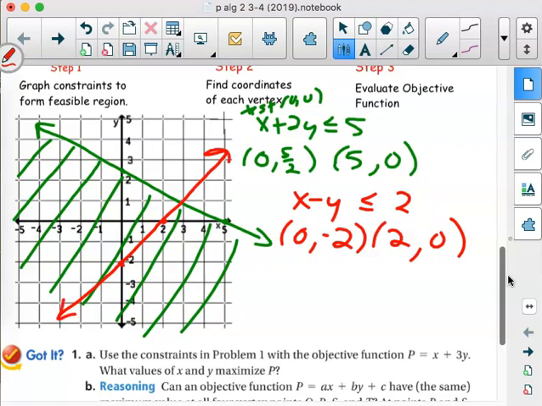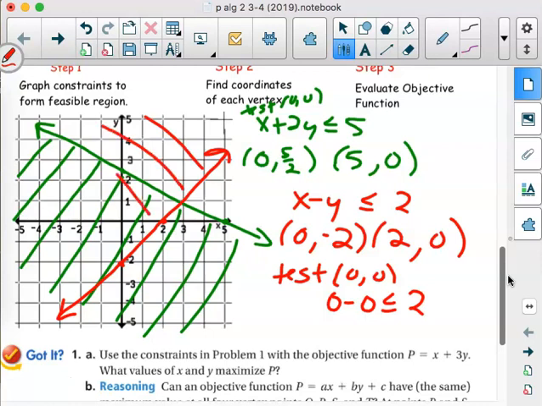And again, I test 0, 0. 0 minus 0 is less than or equal to 2. Well, of course it is. 0 is less than or equal to 2. I shade towards 0, 0, which for the red line means up.